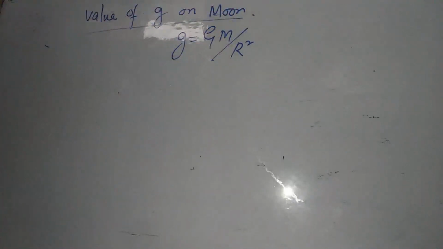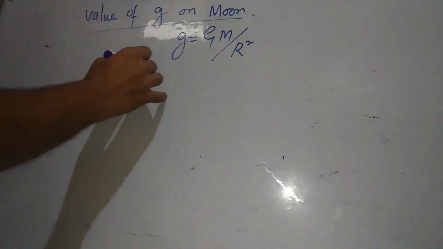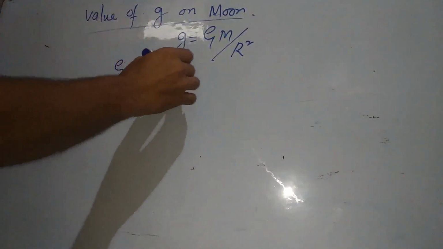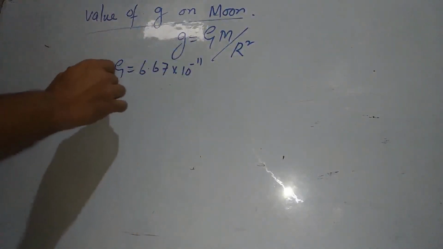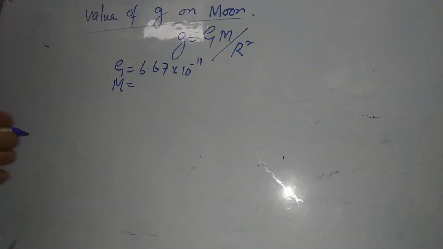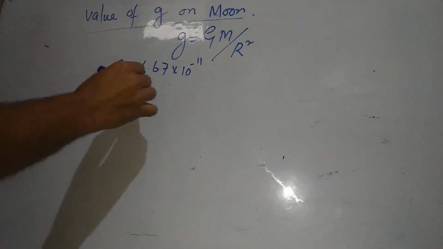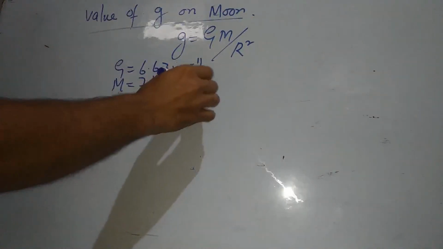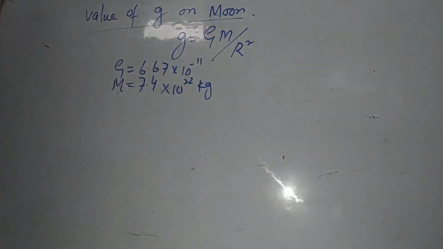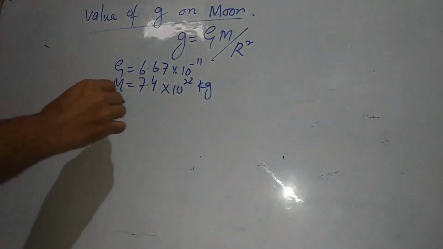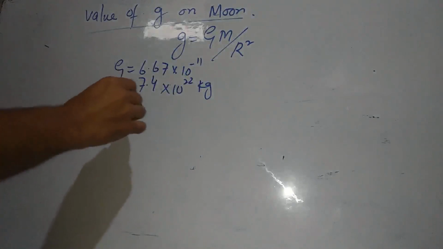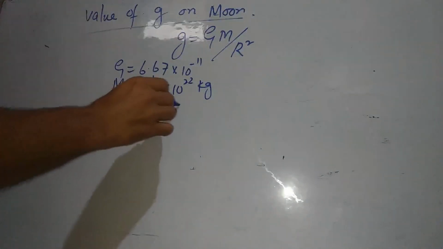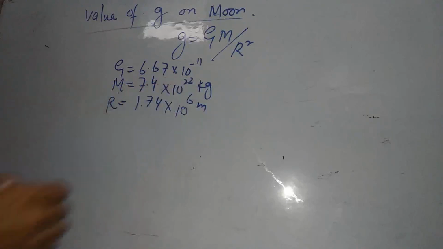So I can write g is equal to 6.67 into 10 to the power minus 11, and mass of the Moon is 7.4 into 10 to the power 22 kg. This is mass of the Moon, and radius of the Moon is 1.74 into 10 to the power 6 meter.